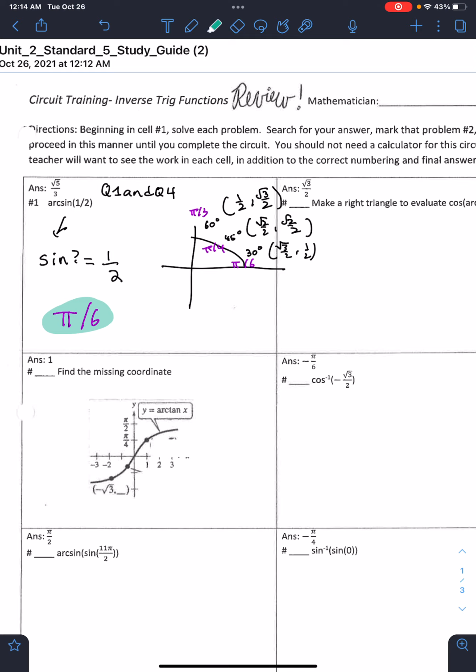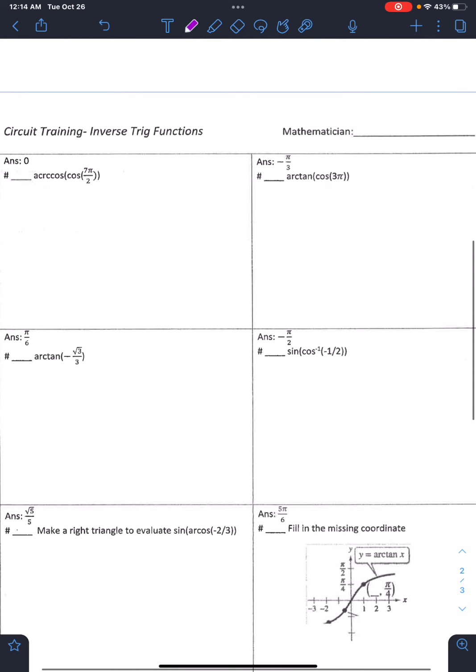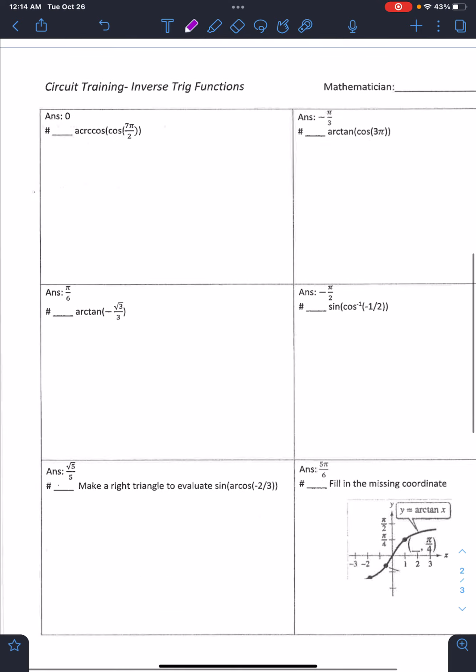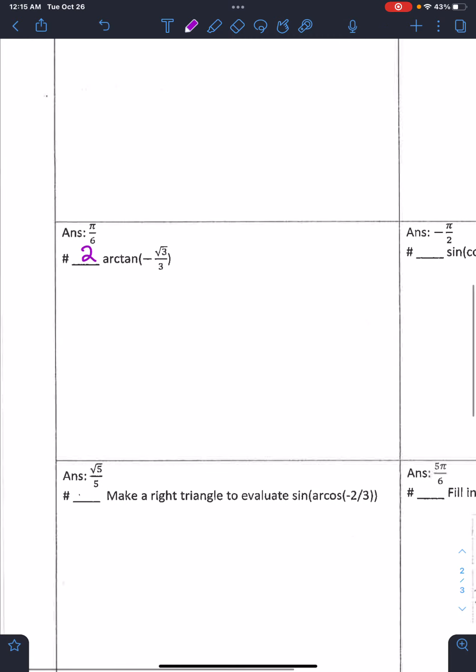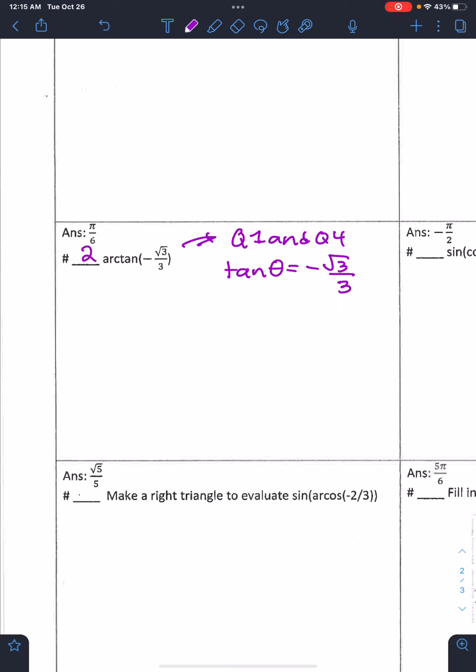So I'm going to find number 2, which is probably going to be right here. So now this is arctan of negative square root of 3/3. So tan is also quadrant 1 and quadrant 4. Tangent of what gives me this? And I know that tangent of some angle is y/x. So I have to divide y by x to get negative square root of 3/3.